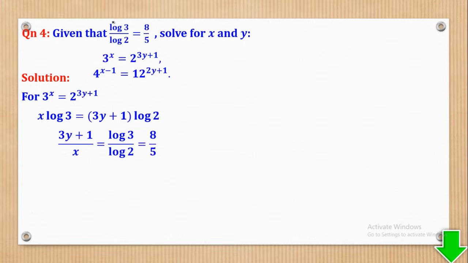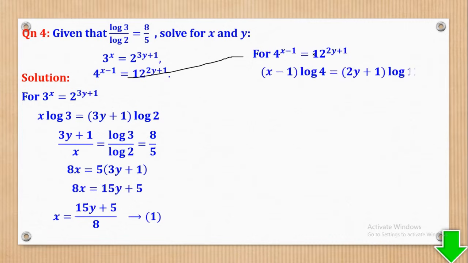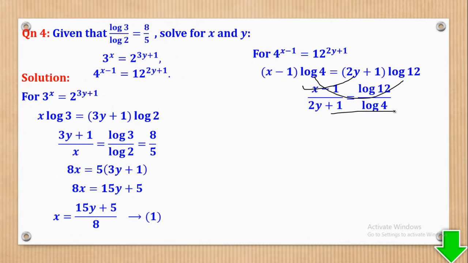But the good thing, I already know that this is equal to 8 over 5, so I'll put it there. So when this one goes this side and this one comes this side, I'll come up with this line. Rearrange, you'll be able to come up with equation 1. Then from this second equation, put log on both sides, you'll come up with that line. Then bring this one this side and this one the other side, you come up with that.